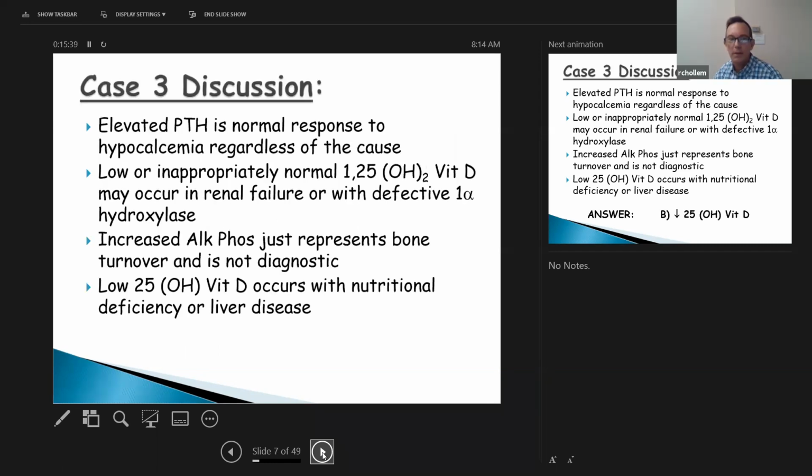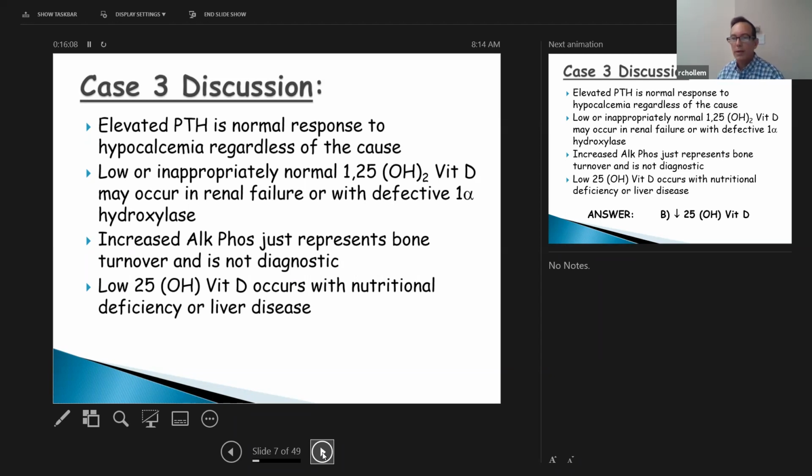So the elevated PTH is a normal response, right? If you have a low calcium and don't have an elevated PTH, then you're hypoparathyroidism. A low or inappropriately normal 1,25 occurs in kidney disease and a genetic form of vitamin D failure, which is a direct 1-alpha hydroxylase enzyme deficiency, one of the rickets syndromes. The alk phos being elevated just means bones being turned over by the elevated PTH.